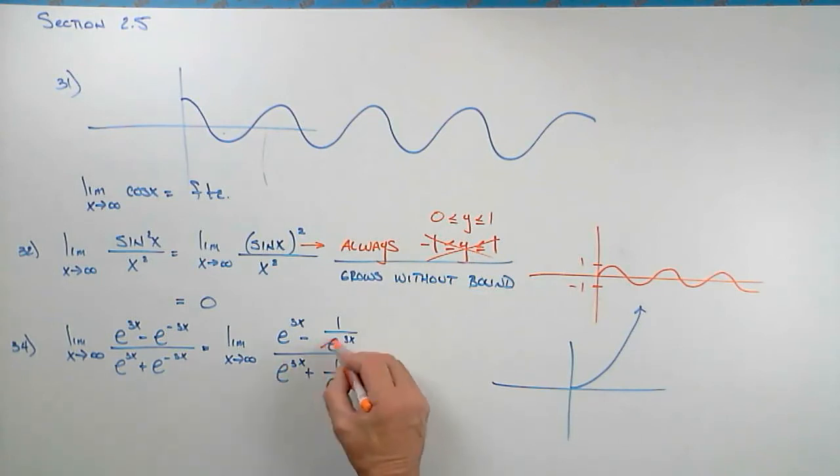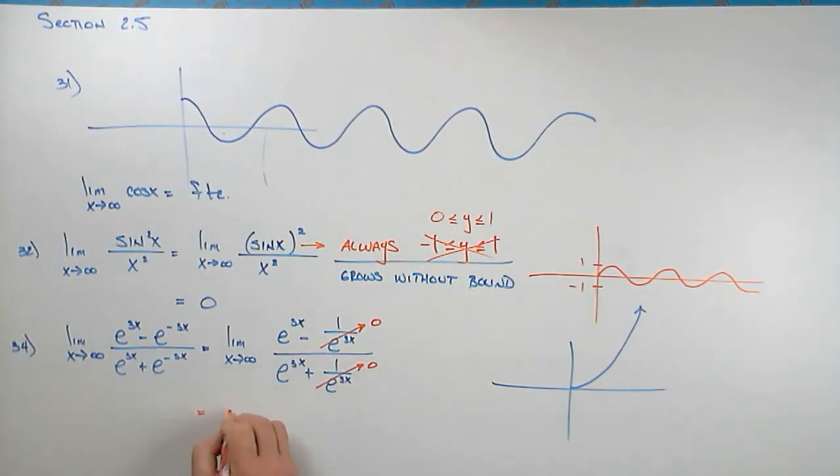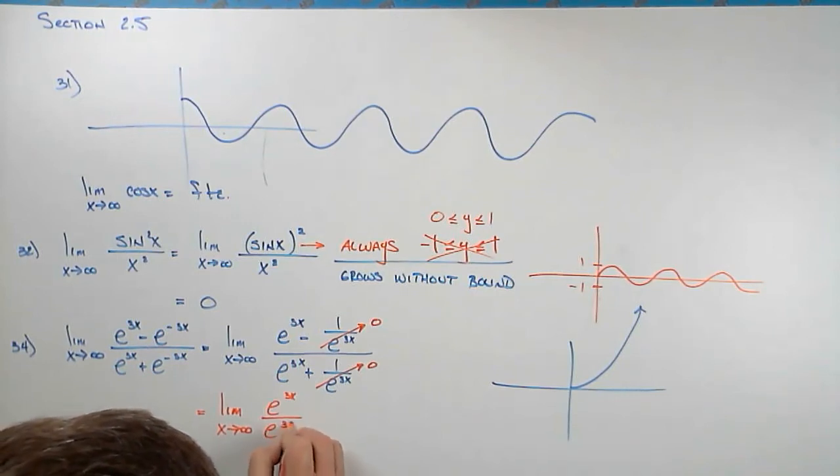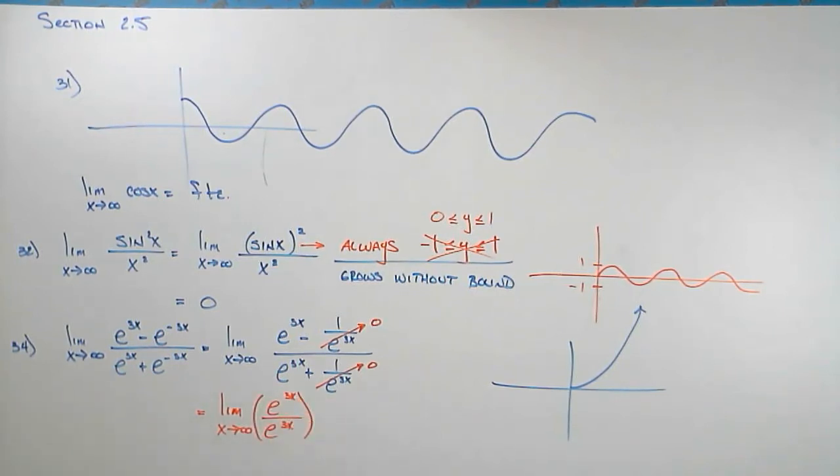So this goes to 0. This also goes to 0. And what does that leave us? That leaves us the limit as x goes to infinity of e to the 3x over e to the 3x. Well, the order of operations says we do the quotient before we do the limit. E to the 3x divided by e to the 3x is 1. So this is the limit as x goes to infinity of 1, and the limit of a constant equals the constant. So problem 34 is 1.